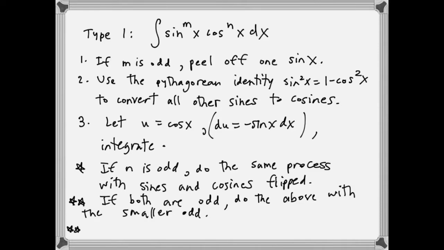the third one, or actually, let me, this is a lot, so let me explain what I did here. The first star that I wrote, if n is odd, do the same process with sines and cosines flipped. The point is that what we're doing works regardless of which one is odd, but you just have to treat the sines and cosines accordingly. So, if you have an odd number of a particular sine or cosine, you peel one of those off, and then you use the Pythagorean identity to convert all of the rest to the other function.